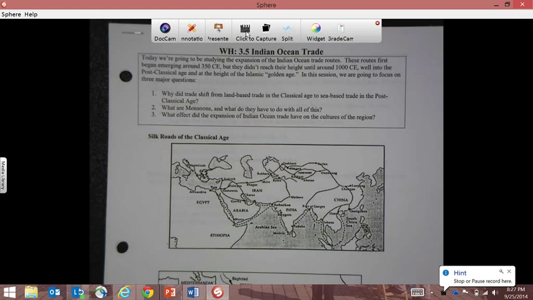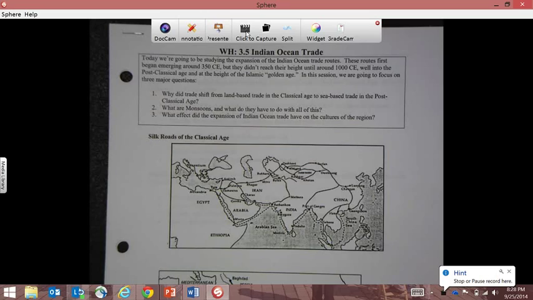And we're going to focus on these three major questions. So first, why did trade shift from land-based trade in the Classical Age to sea-based trade in the post-Classical Age? What are the monsoons, and what do those have to do with all this? And then lastly, what effect did the expansion of Indian Ocean trade have on the cultures of the region?